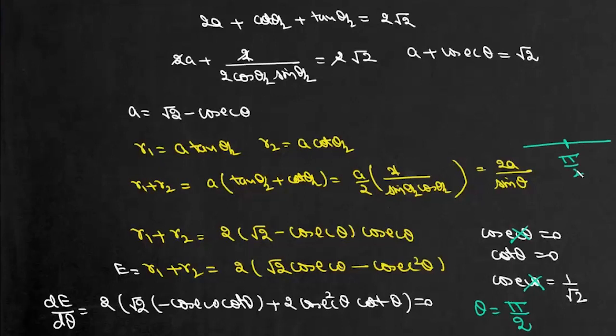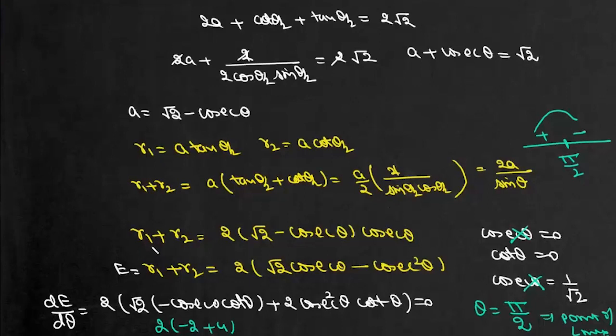Now we have to find the sign before and after pi by 2. So what we'll do is we'll take up a general point pi by 4. Now cosec pi by 4 is root 2 and cot pi by 4 is 1. So this is 2 into minus 2 and this is plus 4. So this is plus and minus. So we'll have a local maxima at pi by 2. So it is a point of local maximum and we have to find the maximum value of r1 plus r2.